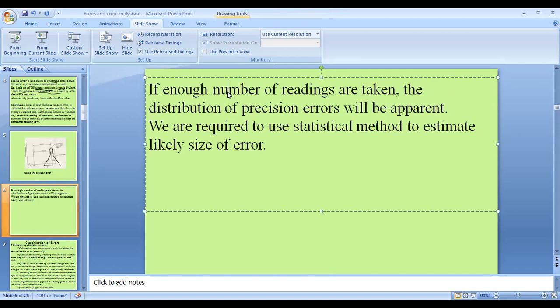So when we want to find the precision error, we need to take a large number of readings. We already learned the statistics, the number of readings to calculate and find the spread. So we can find the size of this error.